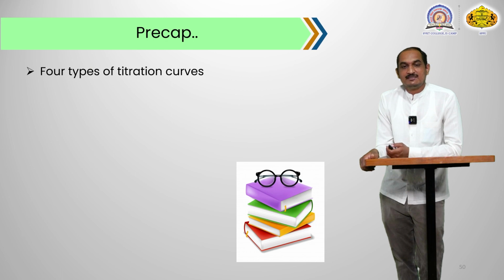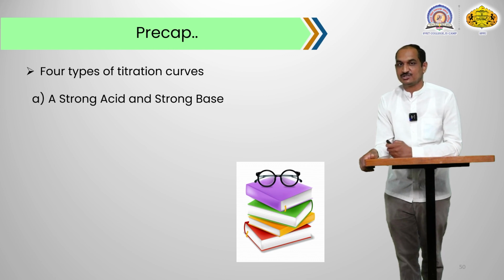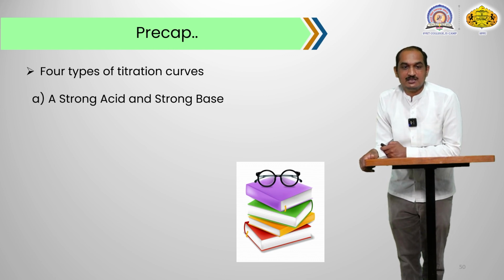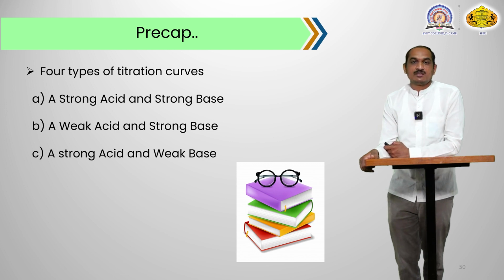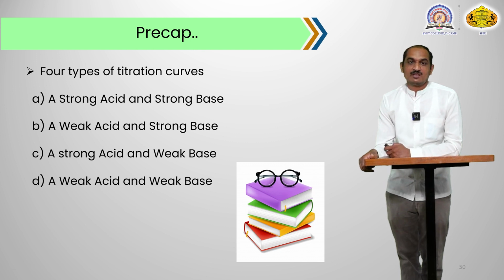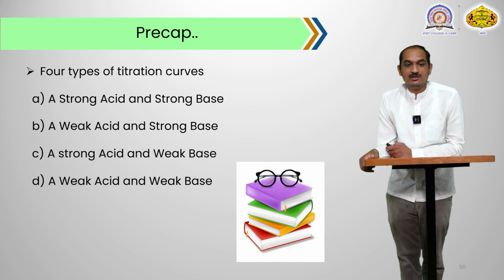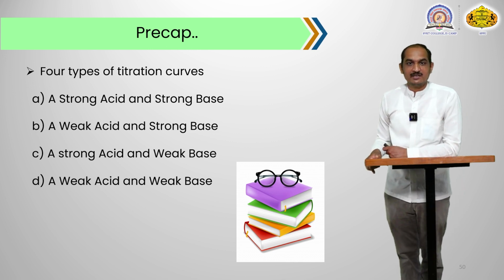Dear students, in the next lecture, we will discuss 4 different types of titration curves. In that, we will discuss the strong acid and strong base curve, then the weak acid and strong base curve, then the titration curve for a strong acid and weak base, along with the titration curve of a weak acid and weak base. All these types of titration curves we will discuss in our next session.